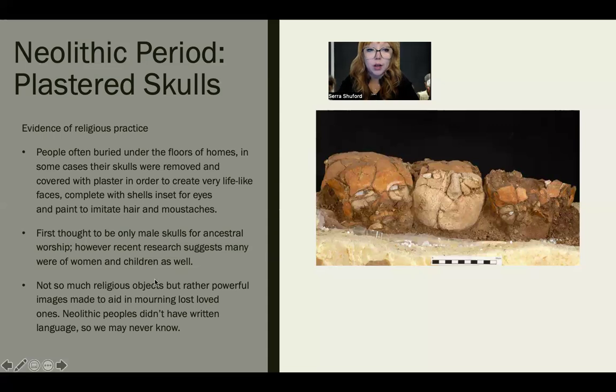So these are evidence of religious practice, but there are some that theorize that these are not so much religious objects, but rather powerful images made to aid in mourning lost loved ones. Neolithic peoples didn't have written language, so we may never know. But this was a very direct example of how we start to think about religion and spirituality and just life beyond our time on Earth, essentially.